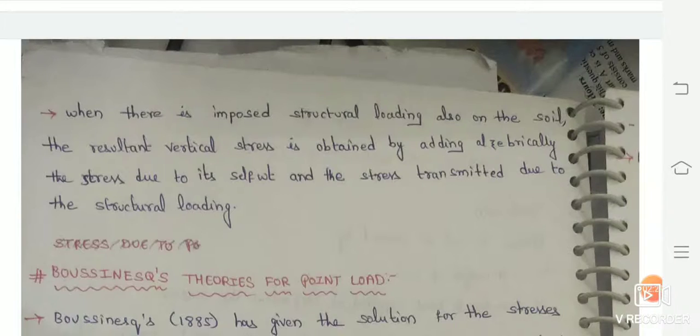And for the vertical stresses applied on the soil, there will be an algebraic sum of these stresses. So that stress will be the stress due to self weight plus whatever stress is transferred from the structure, whatever the structure loading is.